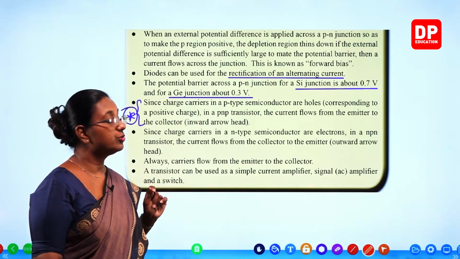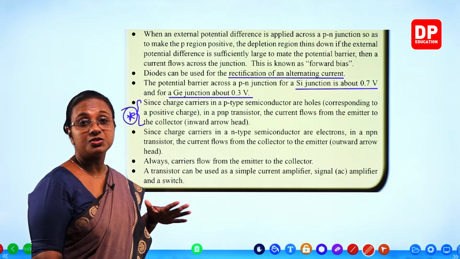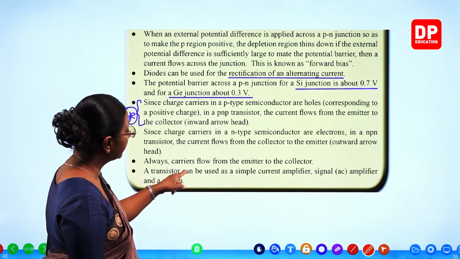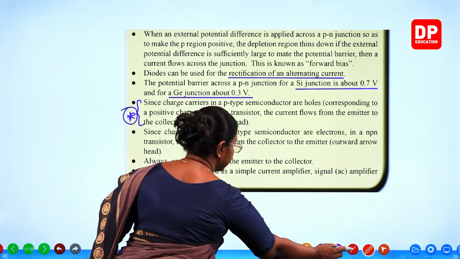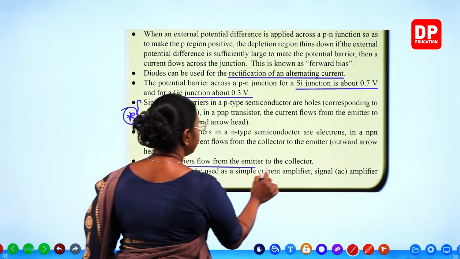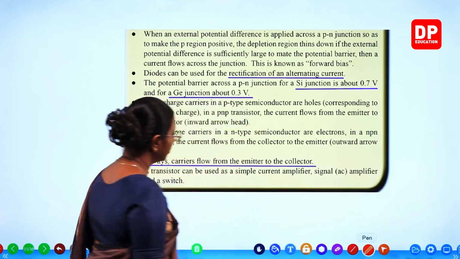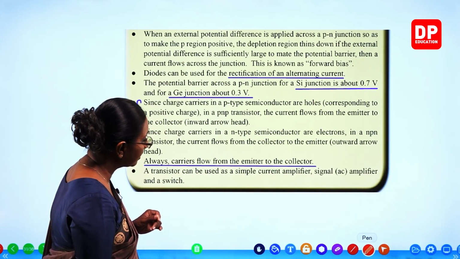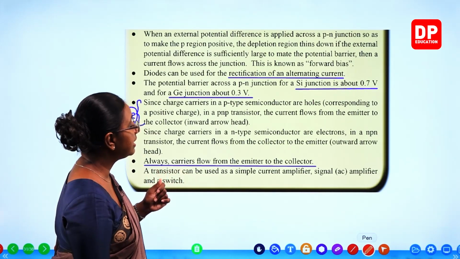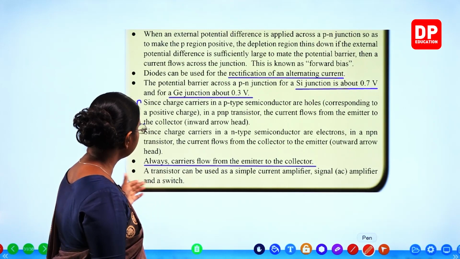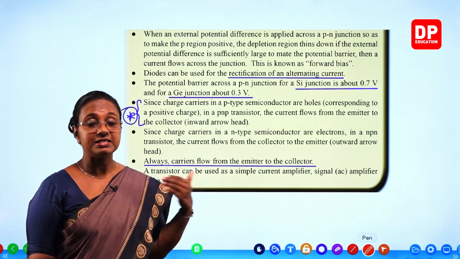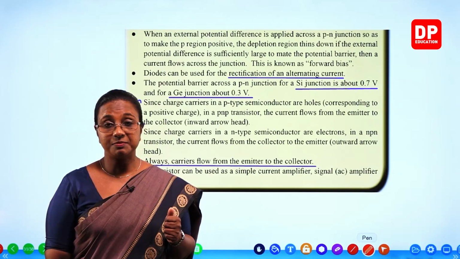And usually we use the NPN transistors for our activity. Always carriers flow from the emitter to the collector. That's important. Always carriers flow from the emitter to the collector. A transistor can be used as a simple current amplifier, that is an AC current amplifier, and a switch. So, those are the functions that we discussed in this and the previous chapters.